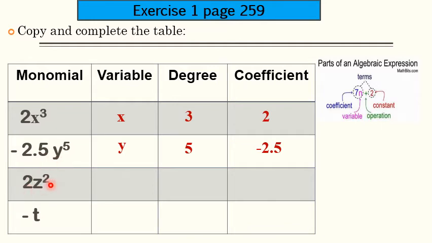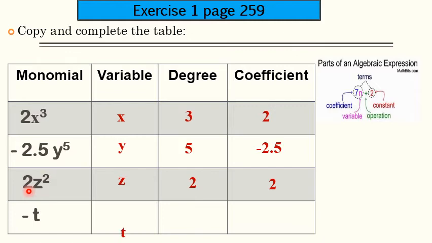Now, 2z squared. What's the variable? What's unknown here? It's the letter z. Its degree is, it's to the power 2, then degree 2. What's the coefficient? The number multiplied by z, it's 2, then the coefficient is 2.